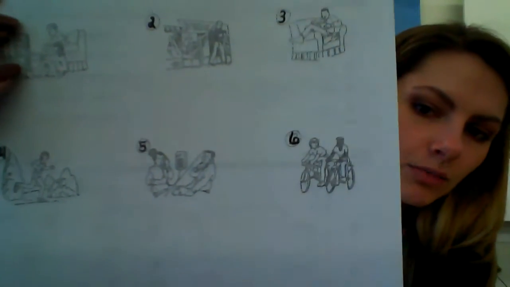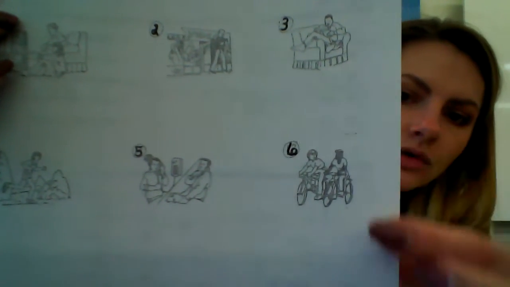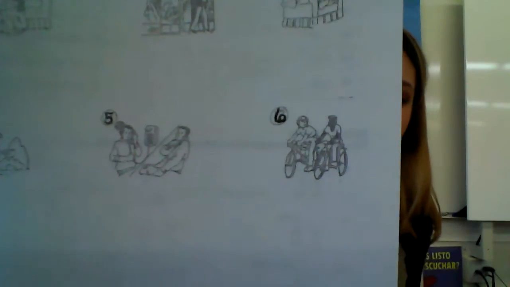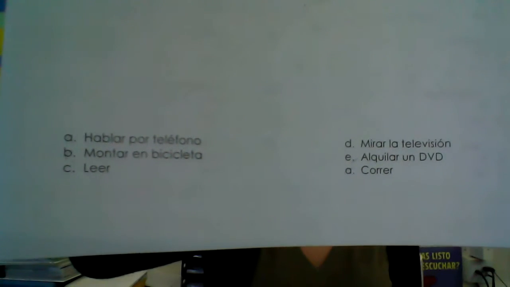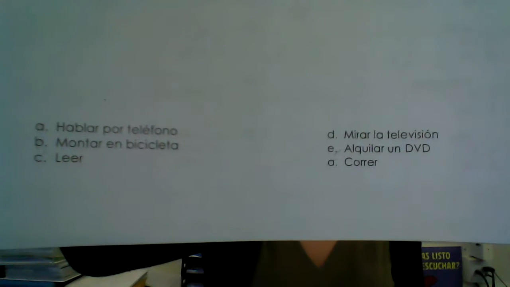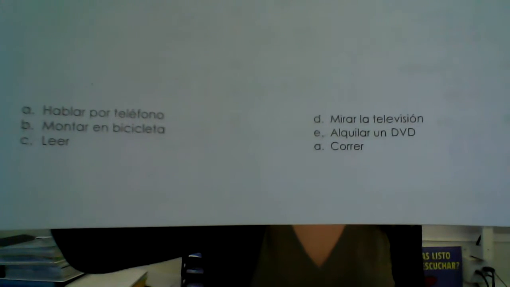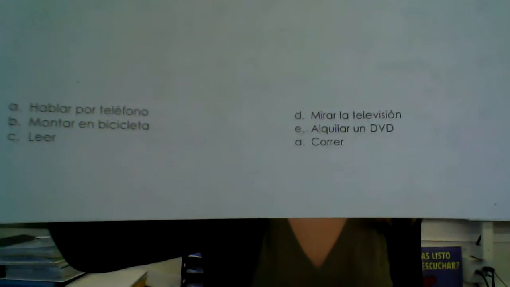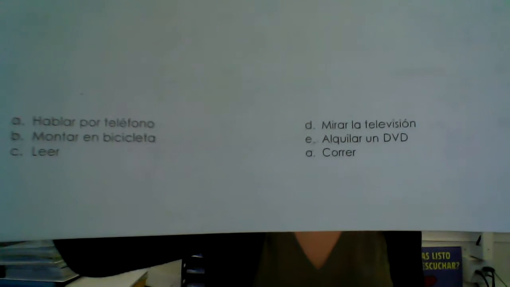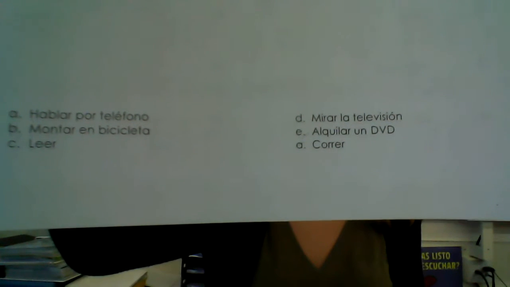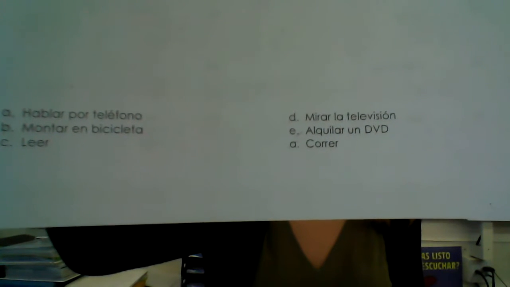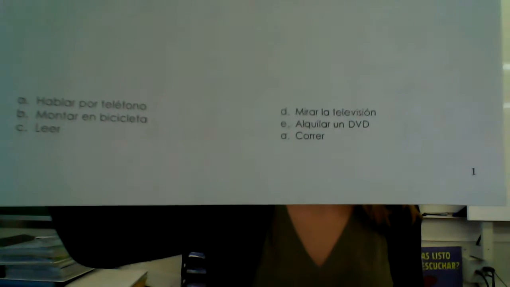Then your last picture, last one for parte uno, are two people riding a bike. So you need to figure out, of these 6 verbs, which one means to ride a bike. Okay? So you have A, hablar por teléfono, B, montar en bicicleta, C, leer, D, mirar la televisión, E, alquilar un DVD, or A, correr.